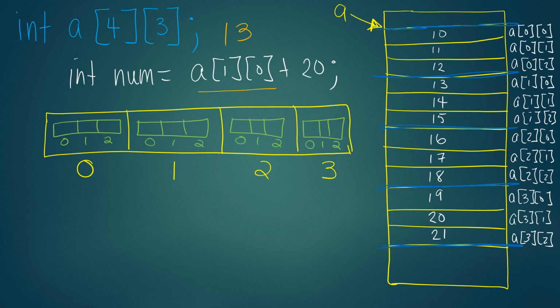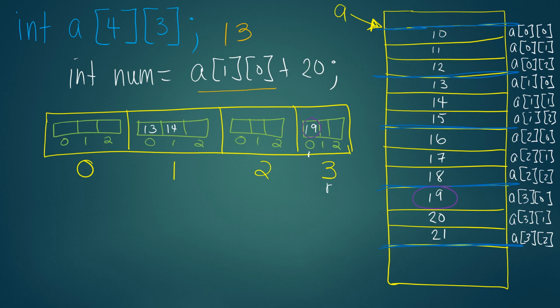So if I went to A at 1, 1, the value of A at 1, 1 is 14. The value of A at 1, 0 is 13. The value of A at 3, 0 is 19. This is row 3, column 0. This right here, row 3, column 0, is the same as this right here. And one other way to draw this is as a table.